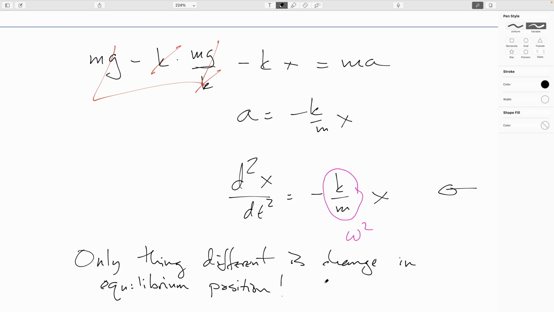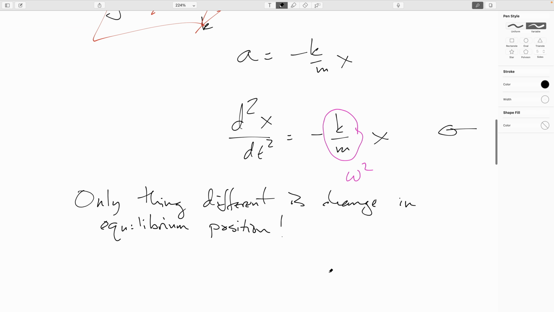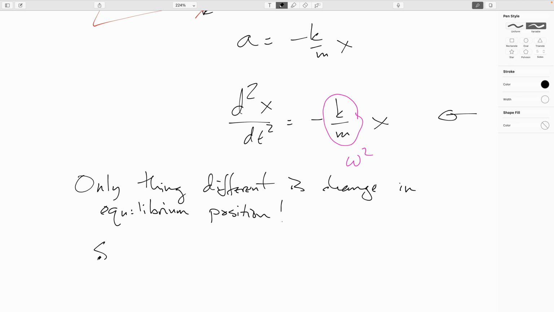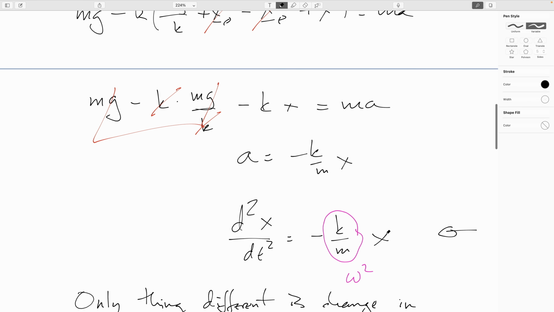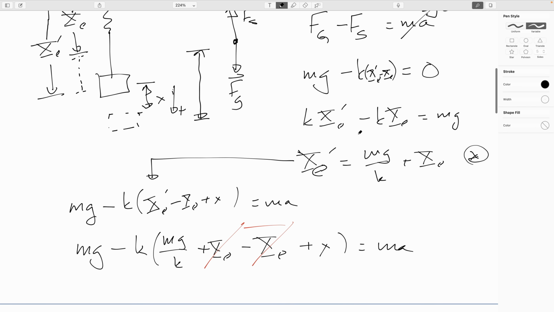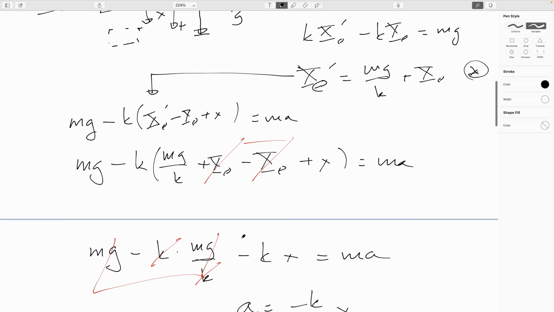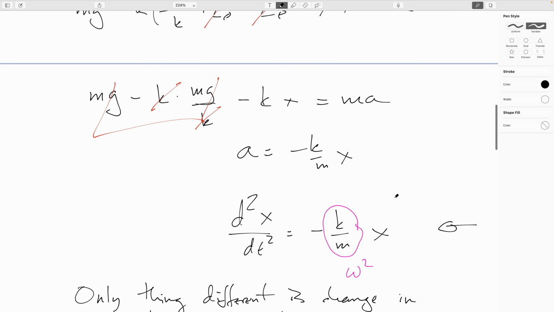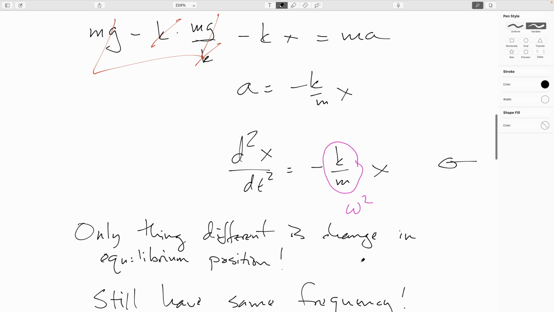We still have the same frequency. And so that's the idea there. We started by writing Newton's second law for the situation. We took into account the shift and ended up with the same prototype equation.